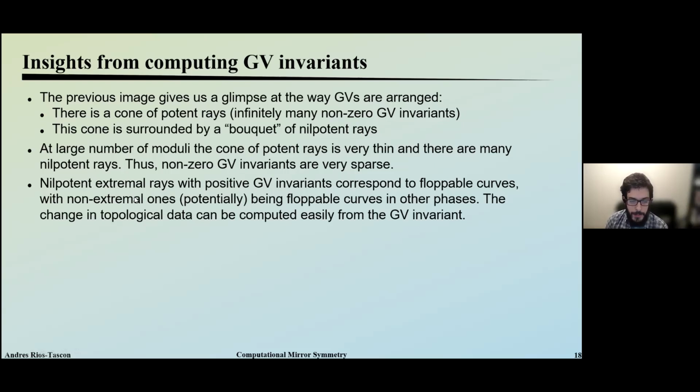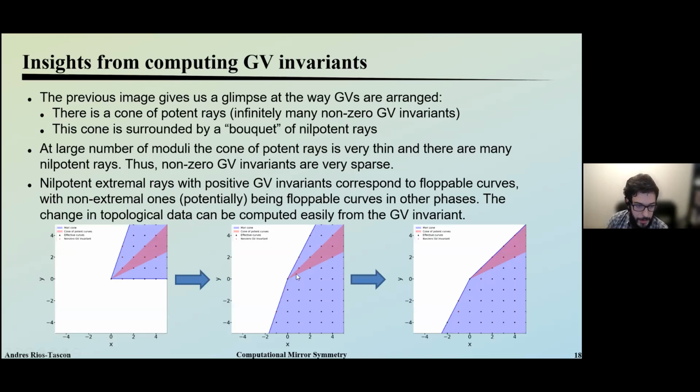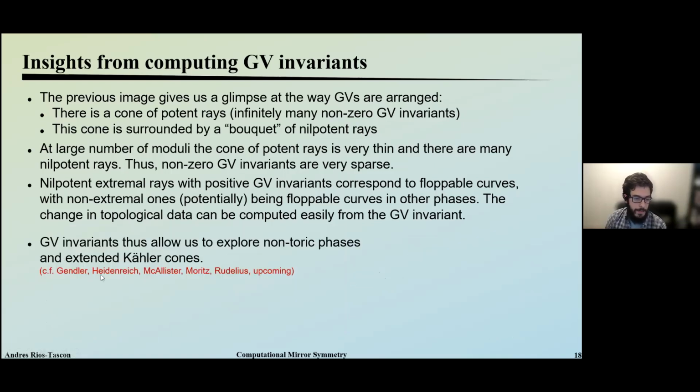If we think about these nilpotent rays, it turns out that the extremal ones, with some conditions like positive GV invariants, actually correspond to floppable curves. And the change in topological data is actually easy to compute just from the GV invariant. This is a cartoon of how this kind of thing works. Here we have a nilpotent ray that is extremal, so we can flop it over here, and then it uncovers another nilpotent ray that is now extremal, so we can again flop it. We can play these kinds of games to explore non-toric phases. It's related work that some of my collaborators are working on.